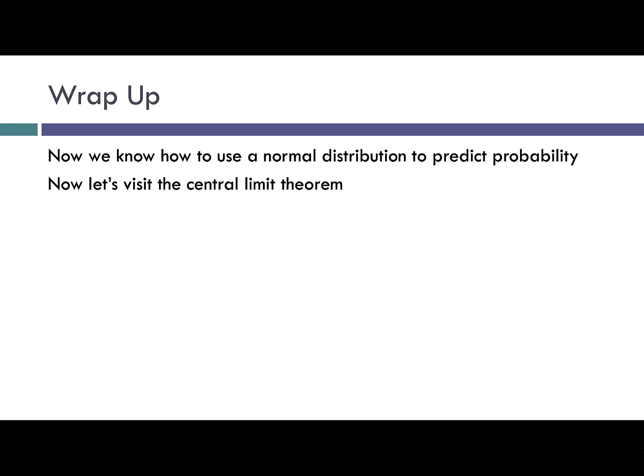So now that we know how to use a normal distribution to predict probability, we're going to take a look at some common language and then take a visit to the central limit theorem to use that knowledge to understand the behavior of averages and predict things about the average from a sample.